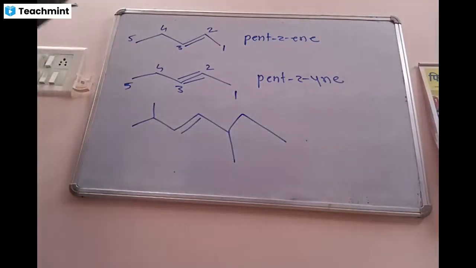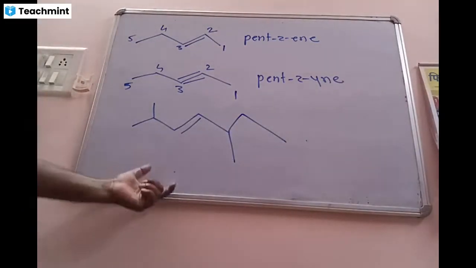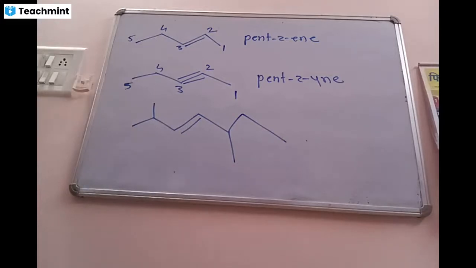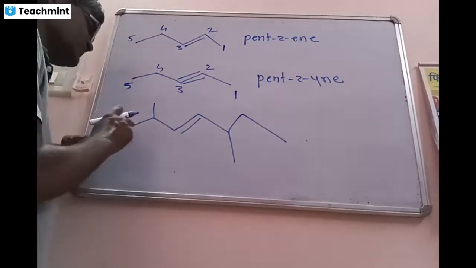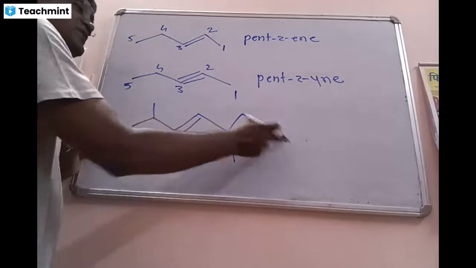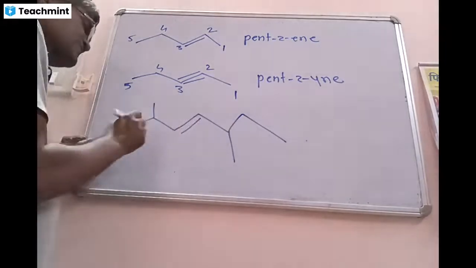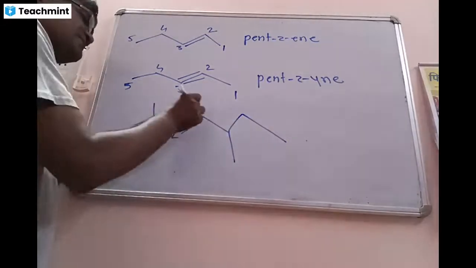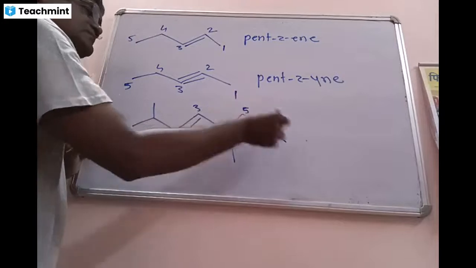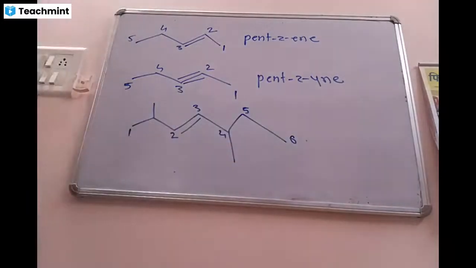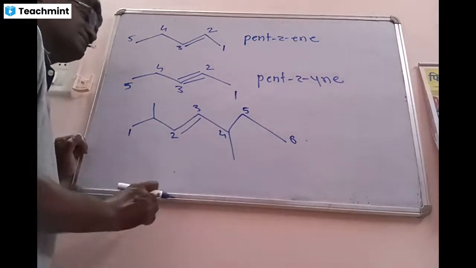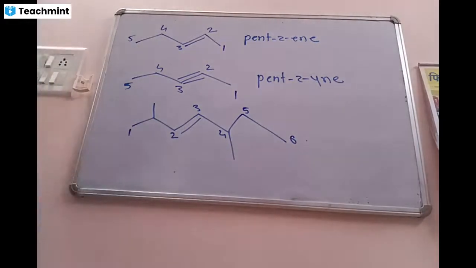Okay, what type of compound it should be? That is the double bonded carbon means alkene, right? So I will go from this 1, 2, 3, 1, 2, 3, 4. So I will start from this carbon, right? Yes, 6 carbon atoms are there.